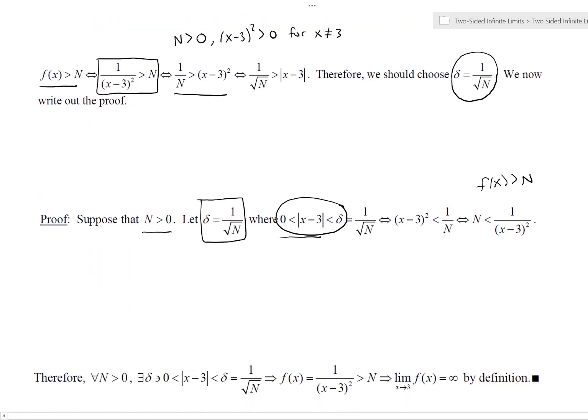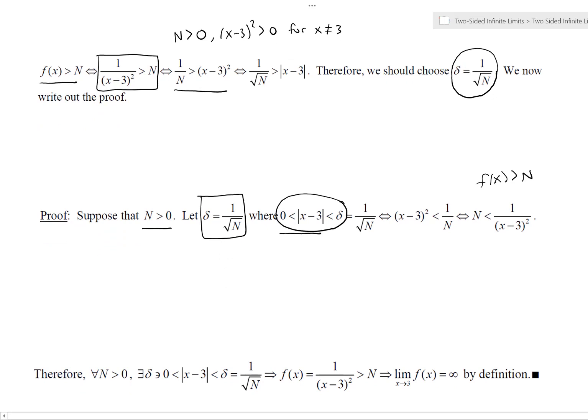Hence, we'll write it out one last time in symbols, with quantifiers. For all n bigger than 0, there exists this delta, so that when we have a deleted neighborhood around x equals 3 of radius delta, if we let delta equal 1 over the square root of n, then the function f of x equal to 1 over the quantity x minus 3 squared will always be bigger than n. And therefore, the limit as x goes to 3 of the function f of x equals infinity by definition.